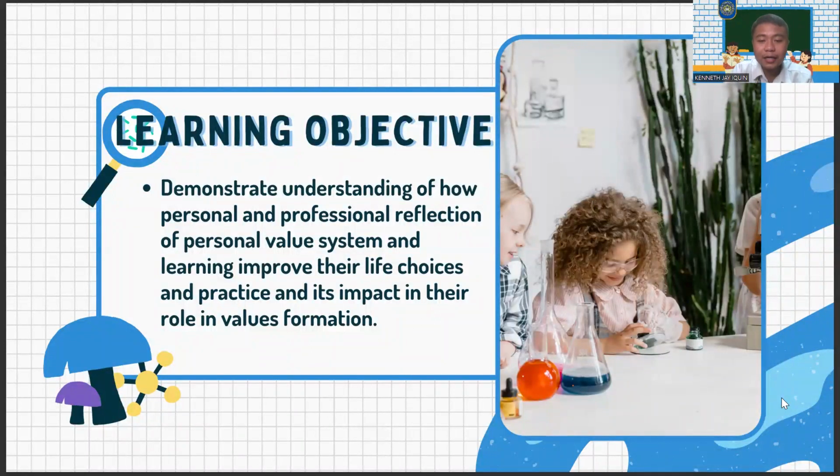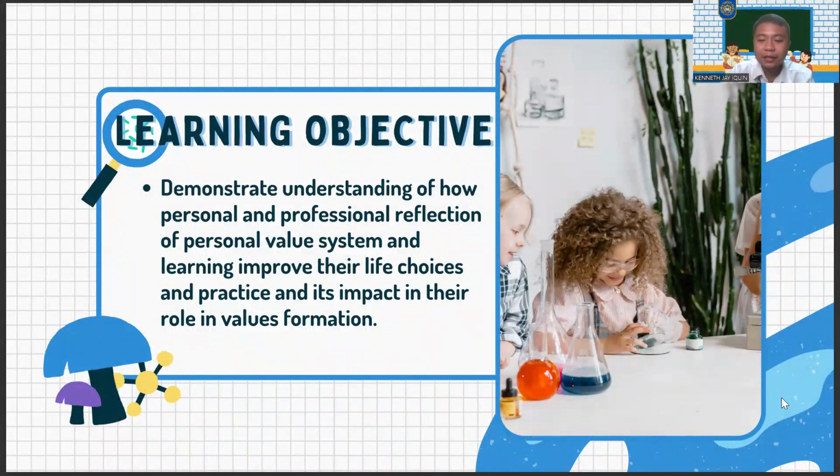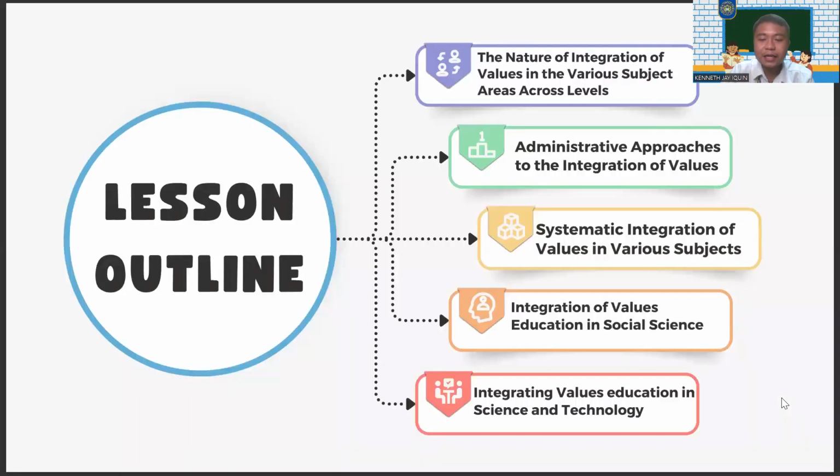Here is the lesson outline. First is the nature of integration of values in the various subject areas across levels. Second, administrative approaches to the integration of values. Third, systematic integration of values in various subjects. Fourth, integration of values education in social sciences. And fifth is the integration of values education in science and technology.